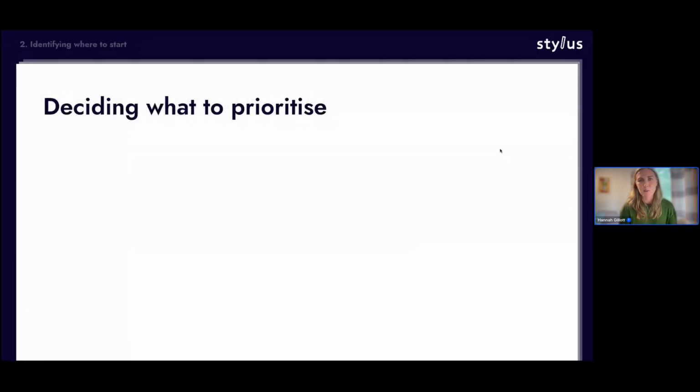So how do you decide what to prioritise from this big list of things? There's a few factors to consider, I would say.